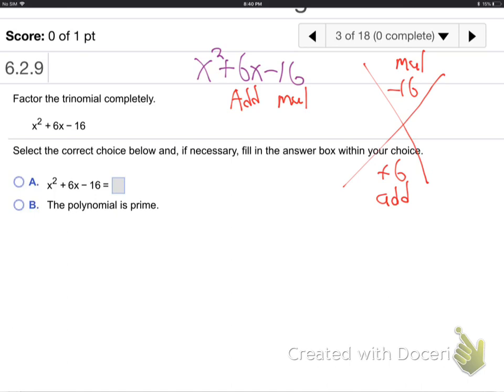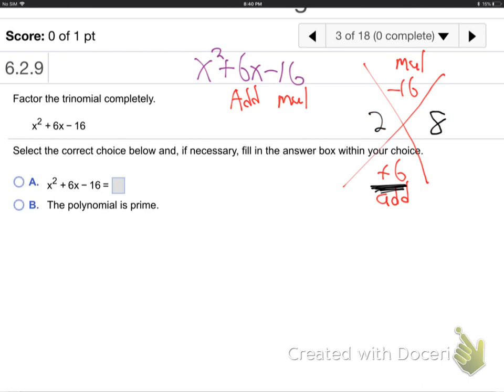So what multiplies to be 16? 4 times 4, 2 times 8, right? And 1 times 16, that's probably not it. If I do 4 and 4, it's not going to work, is it? There's really no way to get 6 from 4 and 4. So it's not 4 and 4. 2 and 8. How can you get positive 6 from 2 and 8?